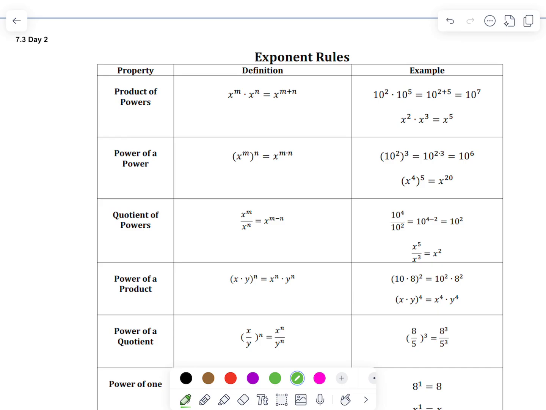The next property is power to a power. You have x to the m, and you're raising it to another exponential. What we do is we multiply those exponents together. So then off to the side in the example, 10 to the 2nd raised to the 3rd, its expanded form is 10 to the 2nd times 10 to the 2nd times 10 to the 2nd. We multiply those powers, so 2 times 3 is 6. You can also see that as x to the 4th raised to the 5th. So we get x to the 20th.